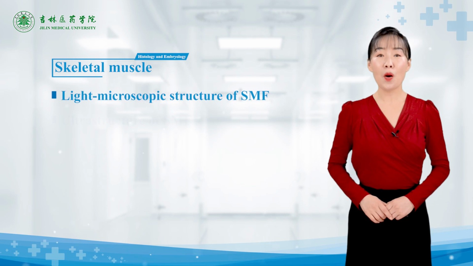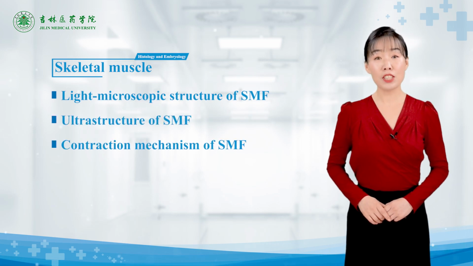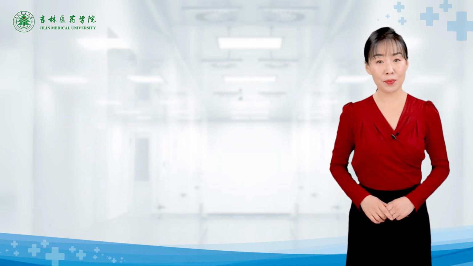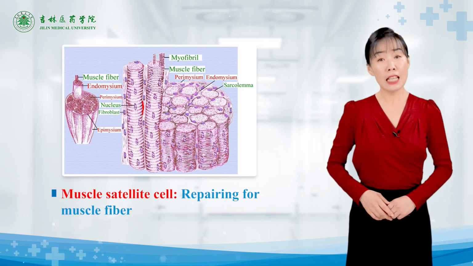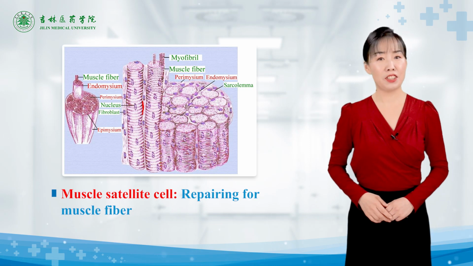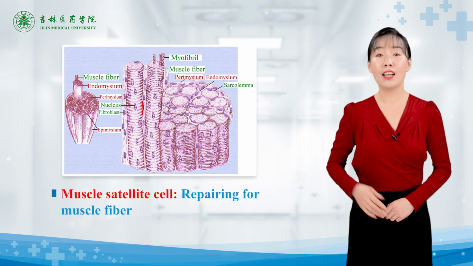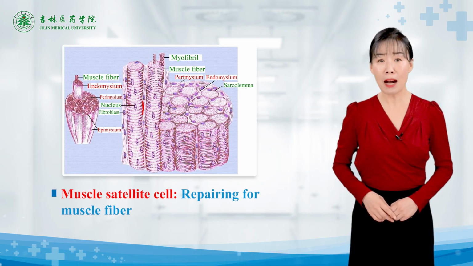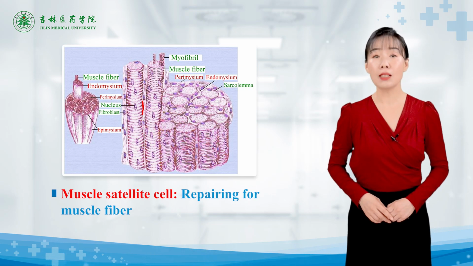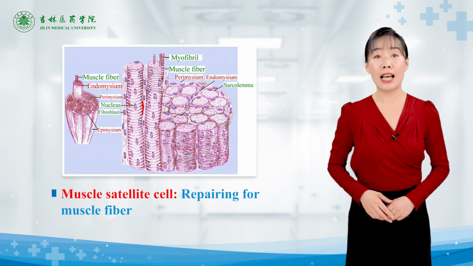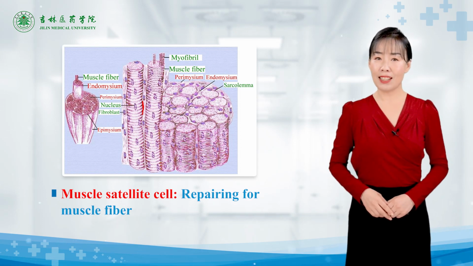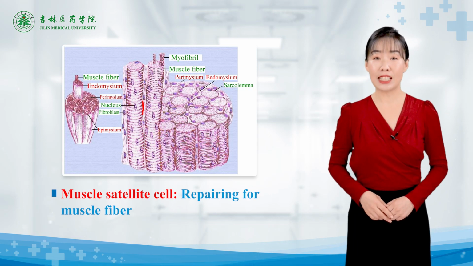Skeletal muscle. We will learn from light microscopic structure, ultrastructure, and contraction mechanism. Here, we should distinguish some terms. The external sheath of dense connective tissue surrounding the entire muscle is termed epimysium. The connective tissue around each bundle of muscle fibers is called perimysium. A delicate layer of connective tissue is called endomysium, which consists of basolaminar and reticular fibers.